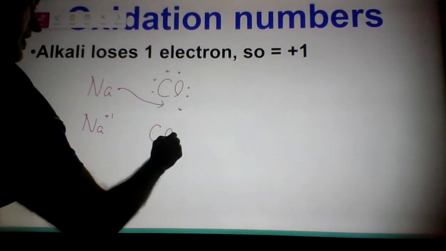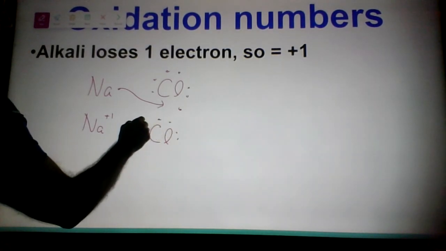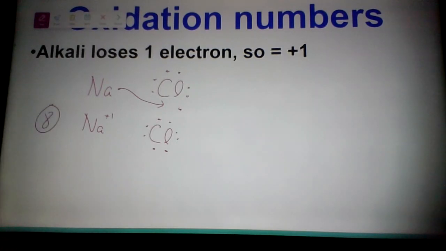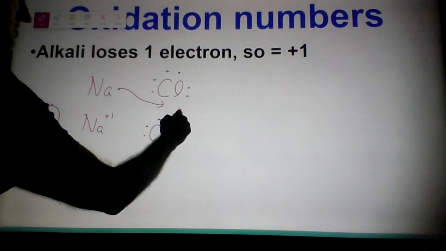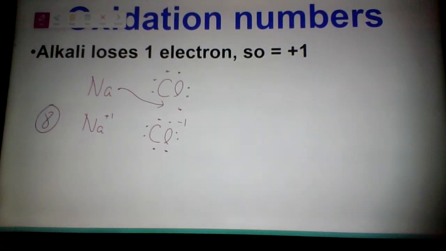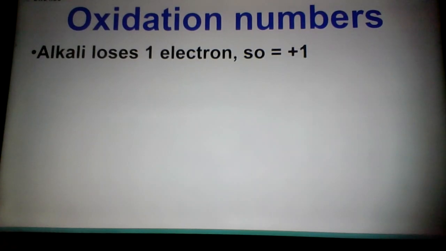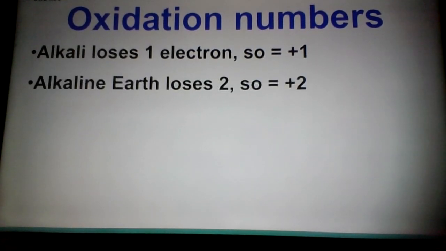Chlorine will end up gaining that extra electron to give itself, remember that magic number of 8 total valence electrons, and by doing so has just gained a negative charge. So the oxidation number of chlorine is -1 because chlorine is very likely to add on 1 electron. So the alkalis are going to lose 1 electron, so the alkalis have oxidation numbers of +1. You'll see that on your handouts. Alkaline earth metals have 2 valence electrons to give away.